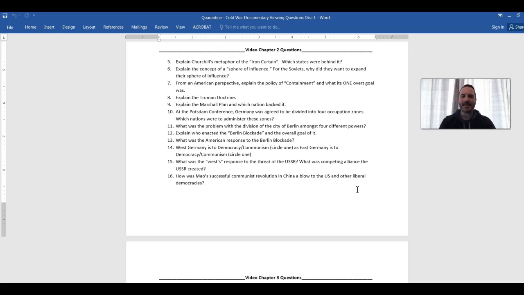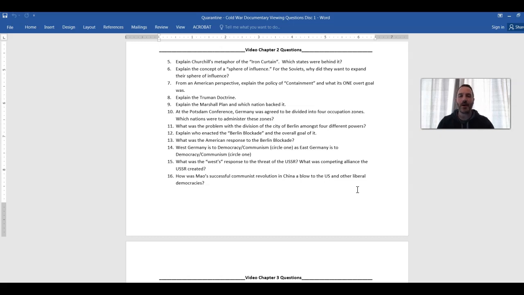So what he does is he enacts, and this is number 12, the Berlin Blockade. So to get the Western Allies out of his East Germany and out of West Berlin, what Stalin does is he enacts something called the Berlin Blockade, where basically he turns off the power, he closes road and rail access to try to starve the Allies out. And the response of the Allies was very simple, and that was the Berlin Airlift, and that is the answer for number 13.